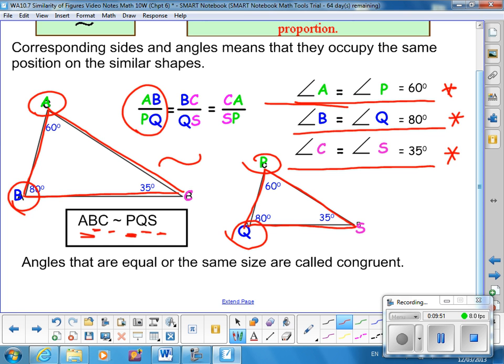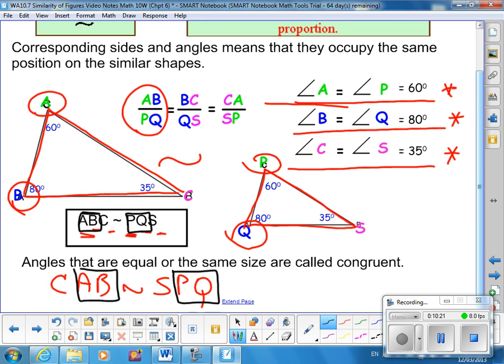Now, we could have started somewhere else. We could have said C corresponds to S, A corresponds to P, and B corresponds to Q. Okay? You also have to be careful because side AB corresponds to side PQ. So side AB still needs to correspond to side PQ. Angles that are equal or the same size, remember size, they are called congruent. So make sure you remember that they are congruent.